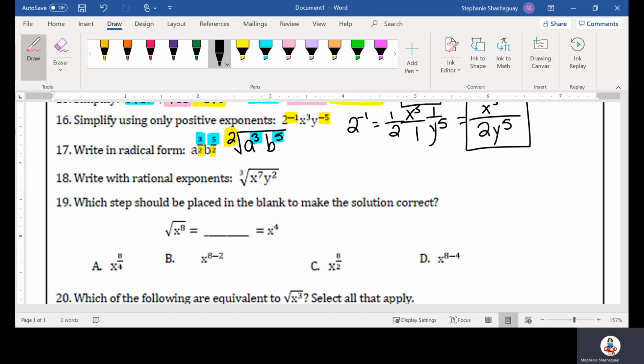Number 18, write with rational exponents. So now we're going to take this 3, our root, and that's going to be in our denominator. So we're going to have x to the 7 over 3, because 3 is the root, times y to the 2 over 3, because the 3 is the root.